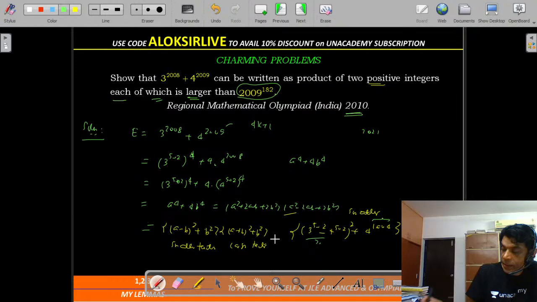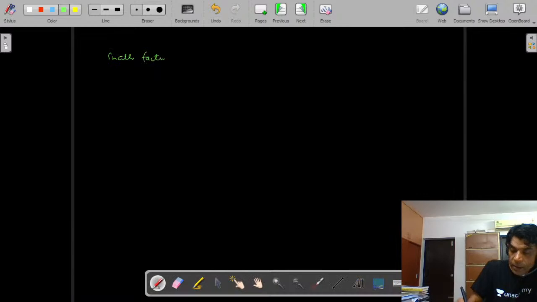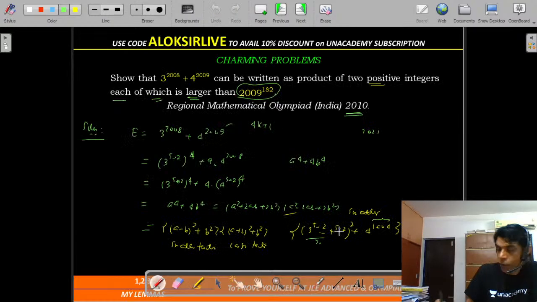So a smaller factor, and then just check again, 4 to the 1004. It is 4 to the 1004. That is 2 to the 2008. This is, and I have to compare that. I have to prove that 2009 to 182. We have to prove that this is, so this is a question mark because you have to prove it now. So prove, it is not done still, right?